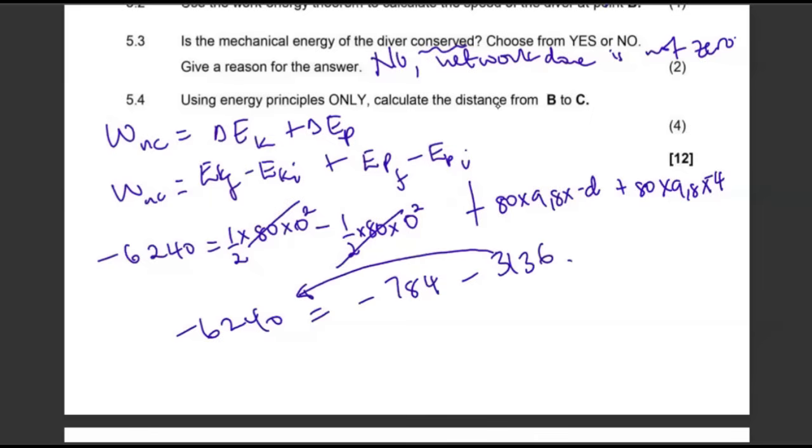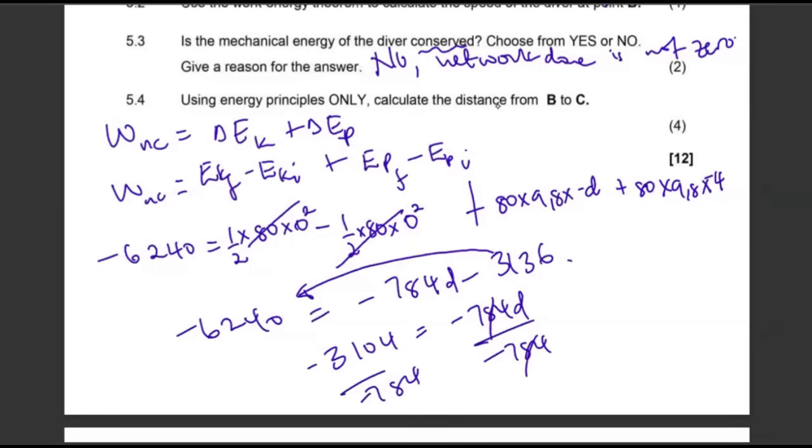Let's move it that side. It's going to be a plus 6240. 3136 gives me 3104 is equal to negative 784D. Divide both sides by 784. So when I divide that by 784, I end up with 396 meters. So that is how I would have worked that out.